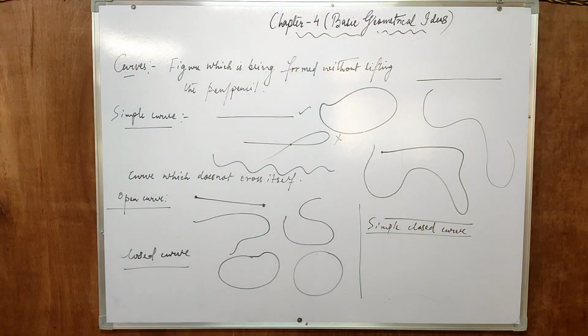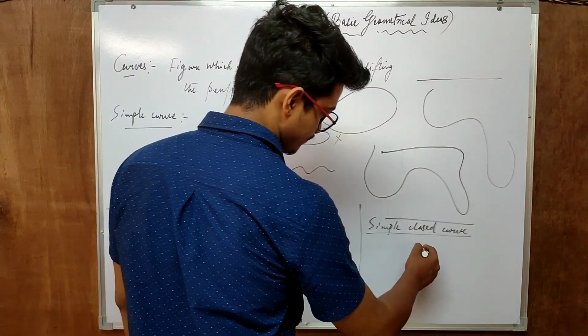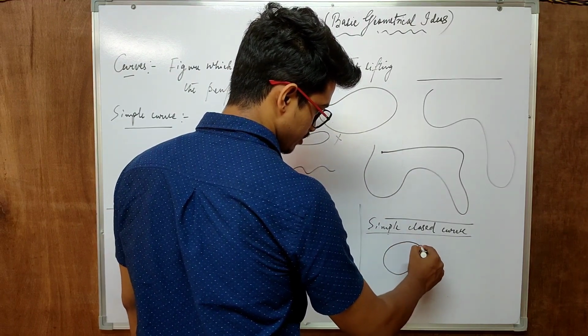Simple closed curve. So simple closed curve means what? A closed curve which does not intersect itself in any other point. So that means it should be a closed curve. This is a closed curve. All right.